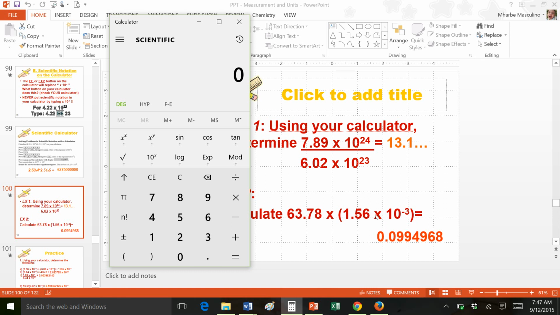So I'm going to show you how I would type this one in now. 63.78 times, and then I'm going to put this in scientific notation, 1.56. I'm going to hit my EXP button. I'm going to hit 3 negative. Sometimes with the calculators, you have to put buttons out of order.